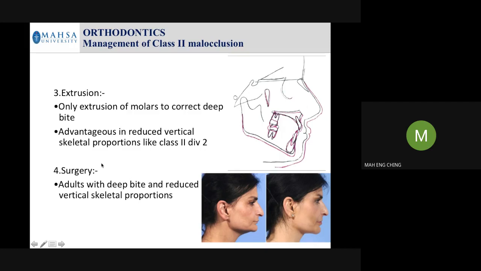And of course, the last one, you can do surgery when the patient has a deep or severely reduced vertical height. So sometimes you can extrude the whole maxilla. By doing that, you can rotate the mandible backward, thus causing increased vertical height. This can only be used for severe vertical reduction in adult patients, and of course with a deep bite.